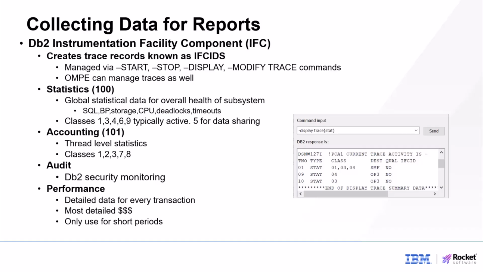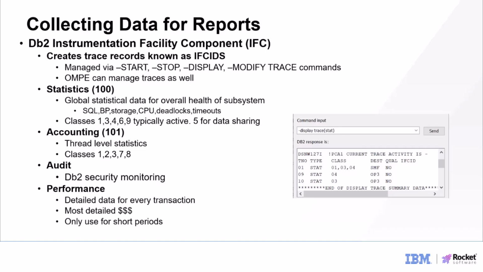So DB2 data is collected by something called the instrumentation facility or IFC. These trace records are known as IFCIDs, and there are DB2 commands that are used to control the starting, stopping, and modifying of your traces. So that's something that you would refer to the DB2 manual for more details. You can also use OMEGAMON to manage your traces as well. We provide various interfaces to allow you to easily start and stop different types of traces.